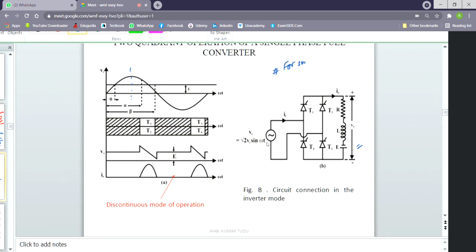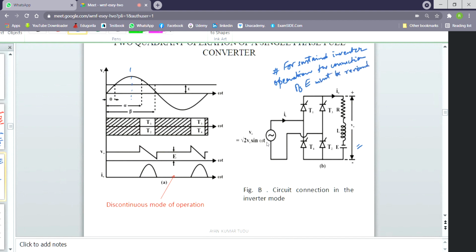For sustained inverter operation, or inverter mode of operation, the connection of E must be reversed.